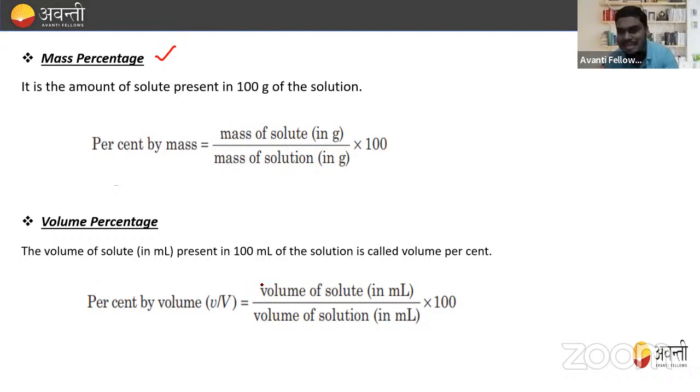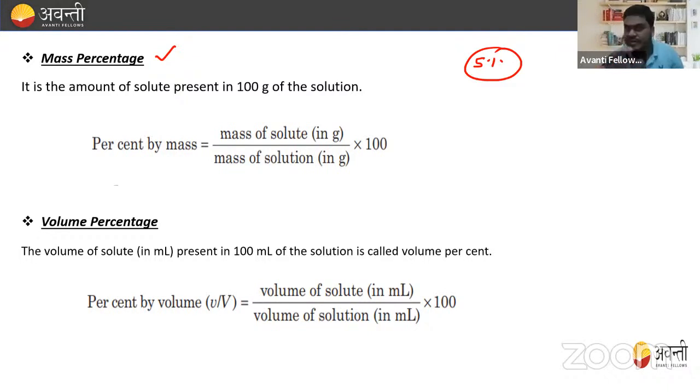Mass percentage. As the name suggests, it is what amount of mass is present in a particular amount, right? So what is mass percentage? It is basically the amount of solute present in 100 gram of the solution. Just remember this: whenever mass percentage is given, like 5% of solute, it always means 5 gram of solute in 100 gram of solution. Whenever in a question 5% of a particular solute is given, what does it mean, beta?